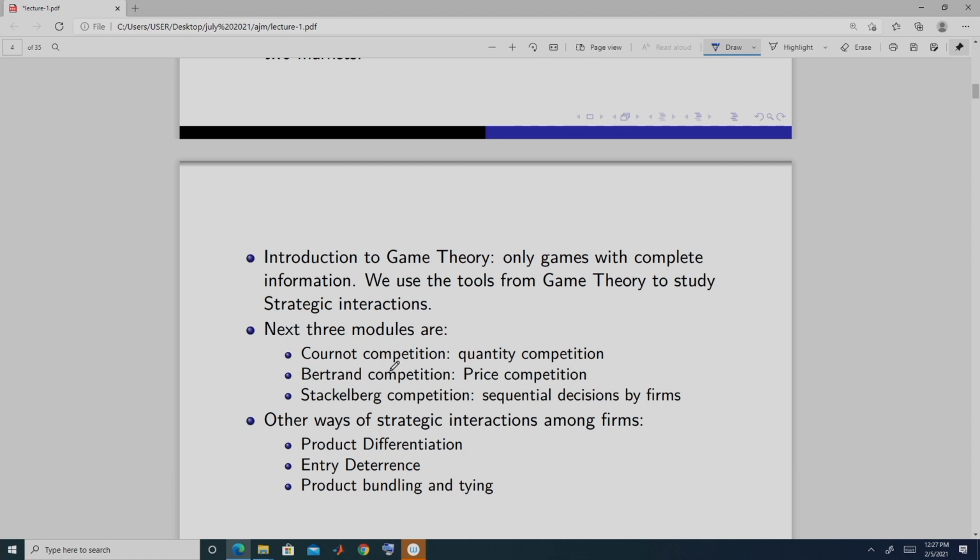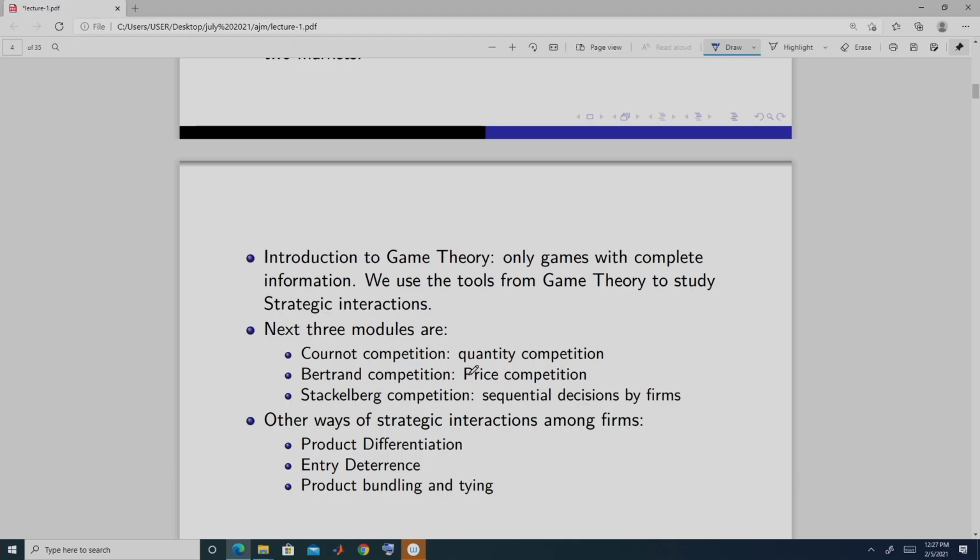Next, we will study some other forms of strategic interaction among the firms. So first is product differentiation. What do we mean by product differentiation? Product differentiation means that the firms try to differentiate their product. They do not try to produce a homogeneous product. So if there are, suppose, two firms, firm 1 and firm 2, firm 1's output is not a complete substitute of firm 2's. So you can think in terms of different attributes that these goods have. They will be differentiated in that term.